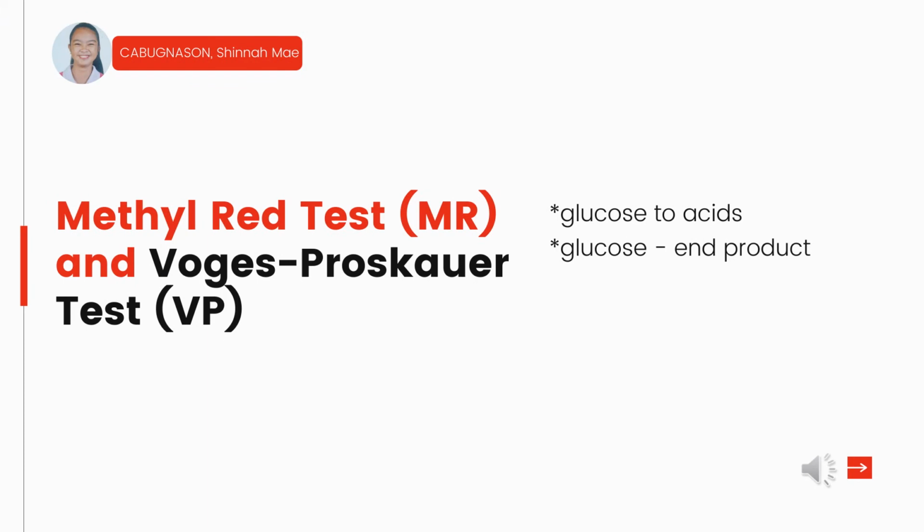Good day everyone, I'm Sheena Kabugnason and now I am going to discuss the methyl red test and the Voges-Proskauer test. When glucose is fermented, a variety of products are possible. This is a test used to determine some of those products.